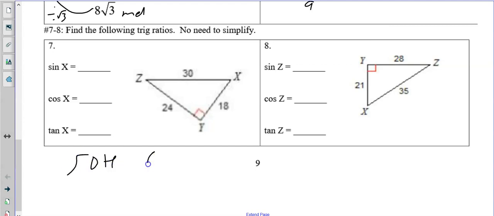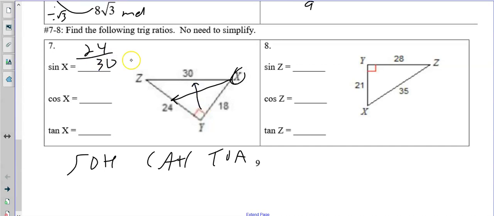Remember, SOH CAH TOA. So sine of x. From x, we're standing here, opposite over hypotenuse. So from x, the opposite is 24 over the hypotenuse, which is 30. The hypotenuse is not going to change. It is always the hypotenuse. Opposite and adjacent matter where you're looking from.